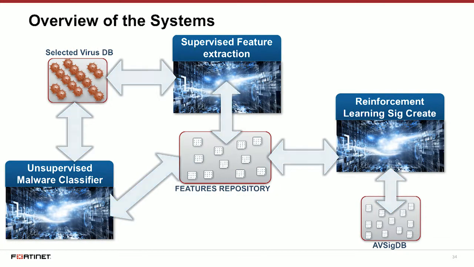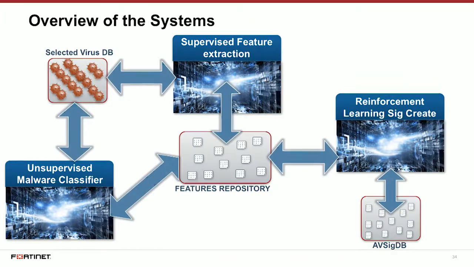So how does all of this tie together, right? We have our new selected virus DB, which is fed to the supervised feature extraction, which feeds a feature repository. And then we have an unsupervised malware classifier that's basically trying to group those features and those malware together so that the reinforcement signature can then look at those features, look at the group mappings, try to create signatures and test them for good performance, 0 false positives, and 100% detection. Okay. Well, that was it.